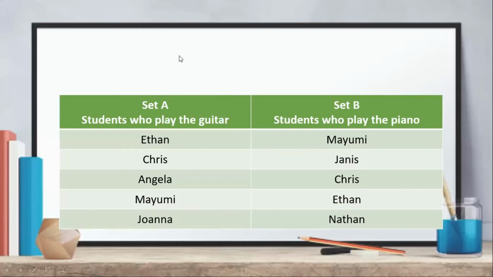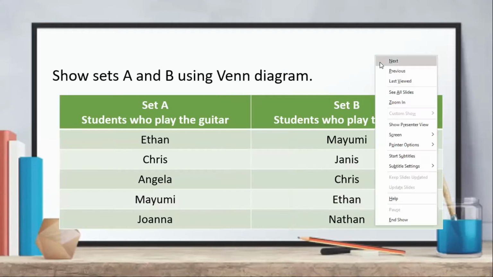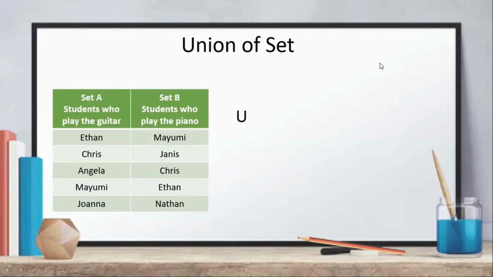Ayan. Moving forward naman, is we have, let's say meron tayong set A and B. Set A, students who play the guitar. And set B, students who play the piano. Now, we need to show the set A and B using a Venn diagram. And the first one is, we have the union of set. Now, what do we mean by the union of set?